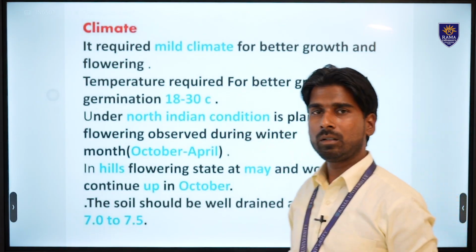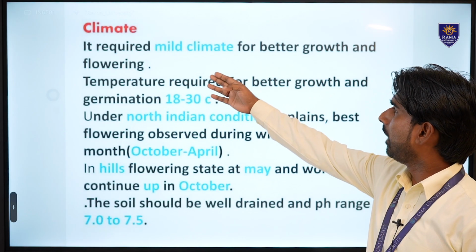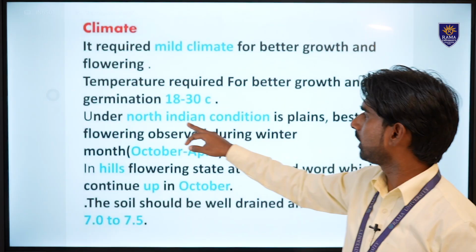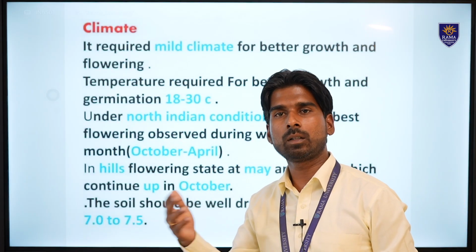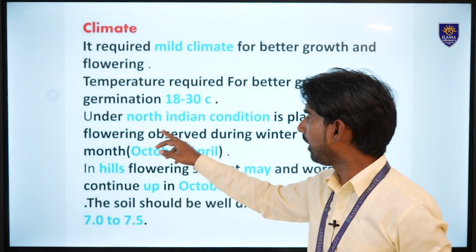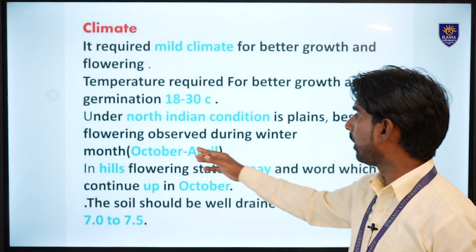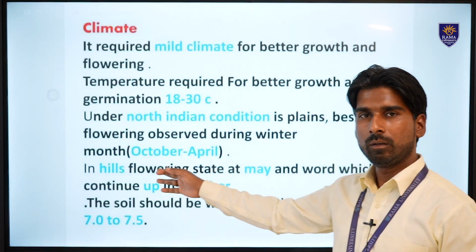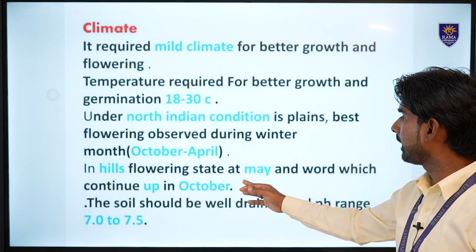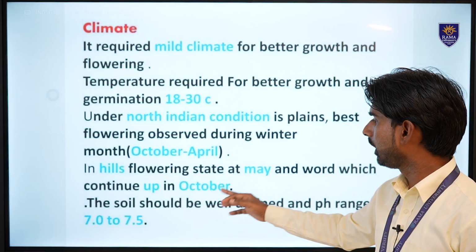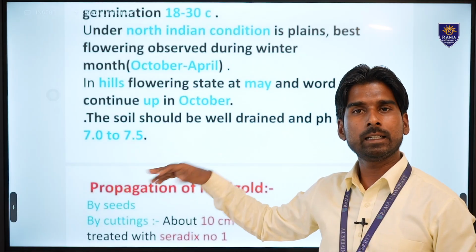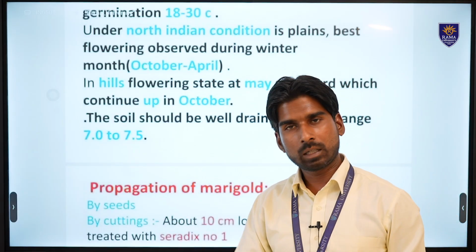Climate. We know that marigold needs a mild climate for better growth and flowering. A temperature of 18 to 30 degrees centigrade is required for the growth and germination of the plant. Under North Indian conditions of the plains, best flowering is observed during the winter months, October to April. In hills, flowering starts in May and continues up to October. A soil pH of 7 to 7.5 is essential for the cultivation of marigold.